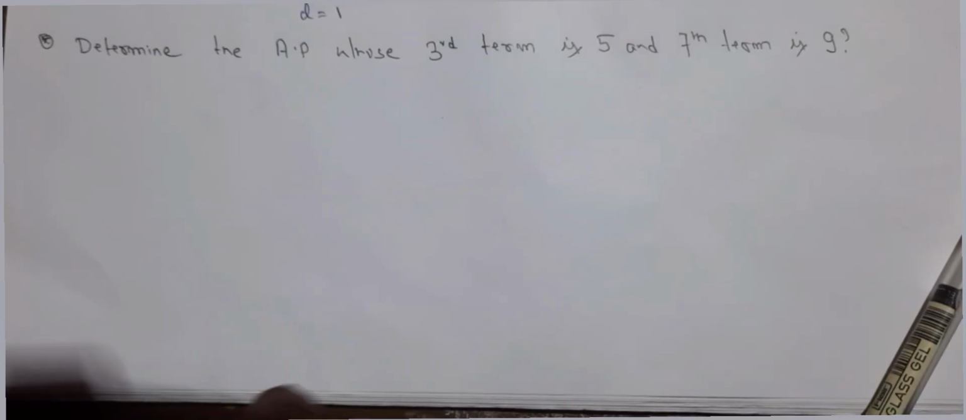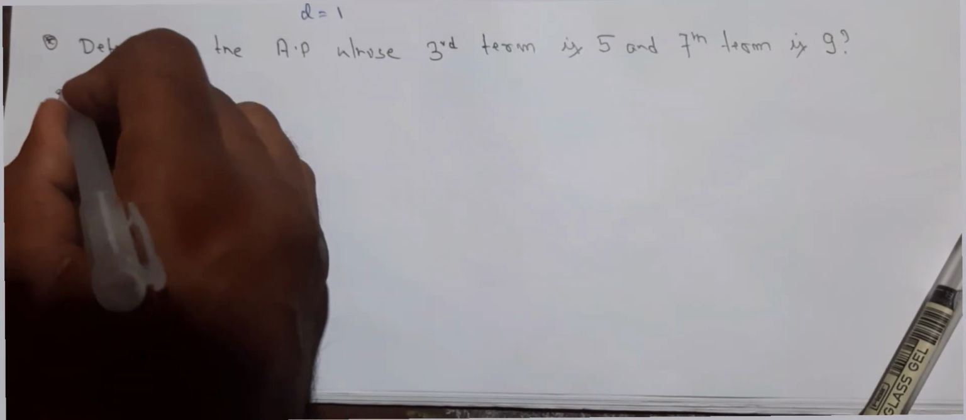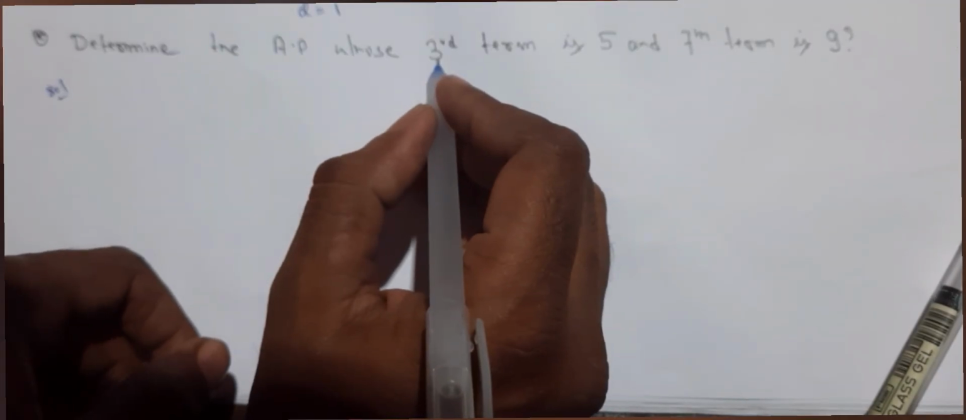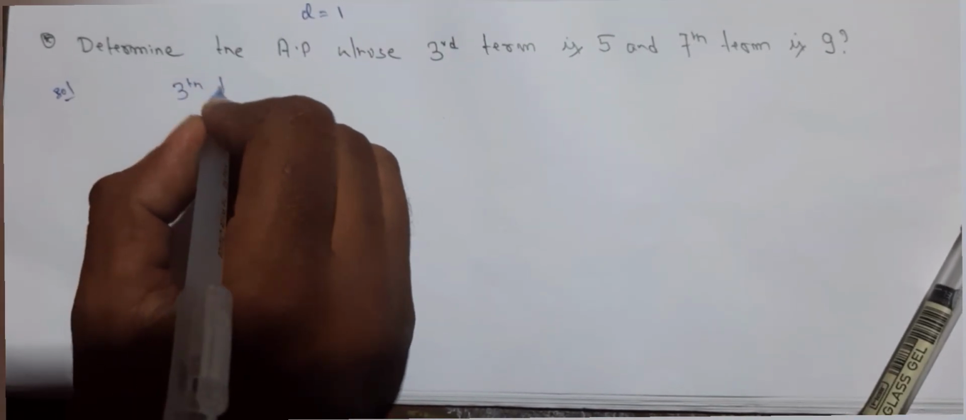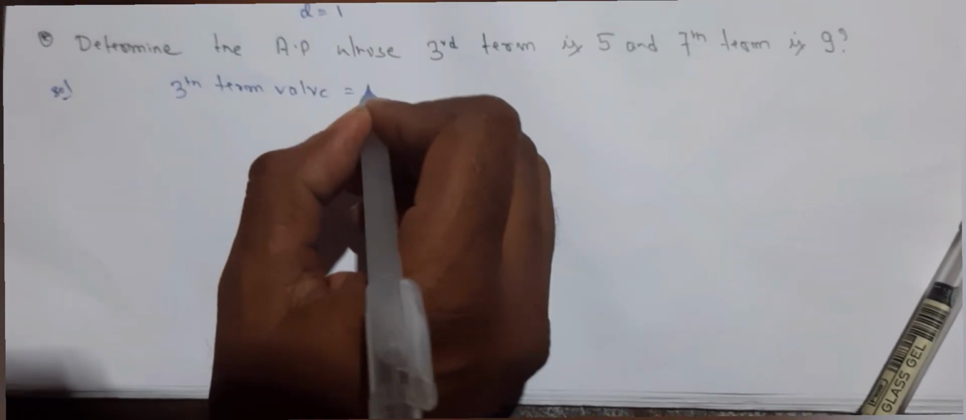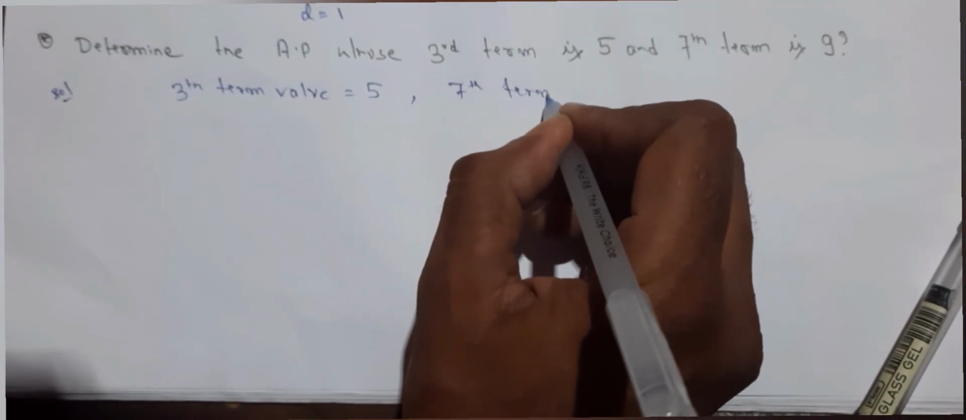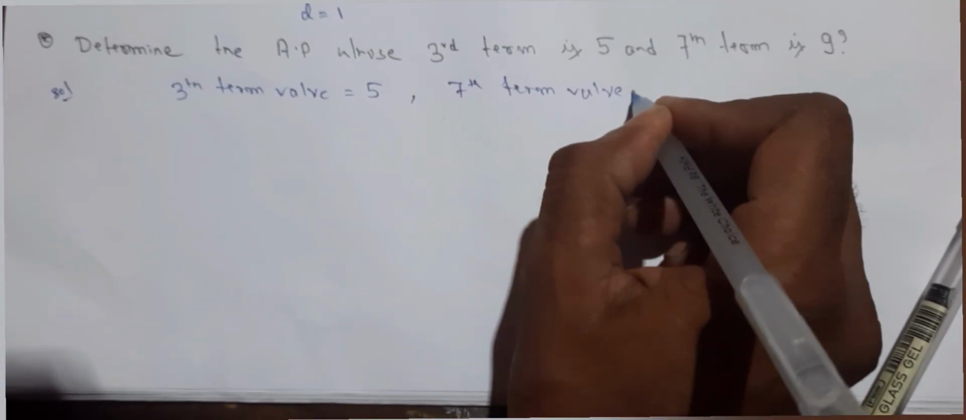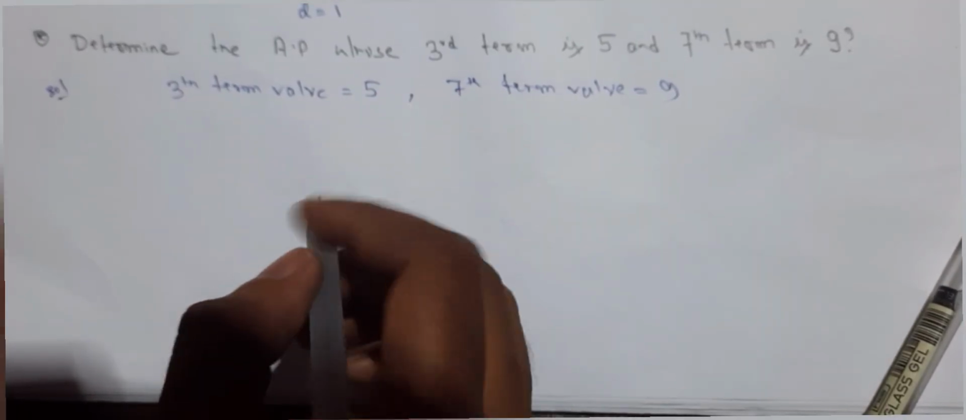So this is the next question. What do you have to find out? They're saying: determine the AP whose third term is 5 and whose seventh term is 9. Indirectly they're saying that the value lying on the third place is 5. So the third term value is how much? 5. And the seventh term value is how much? 9. Okay, sir.